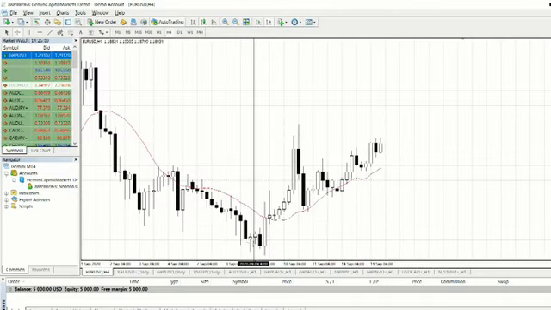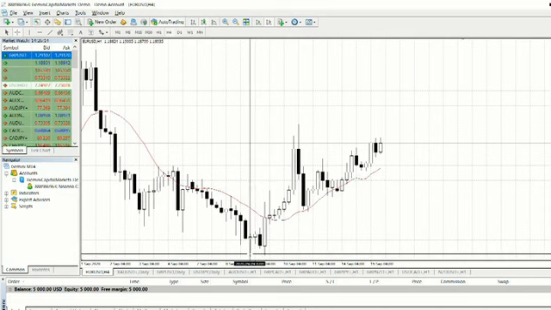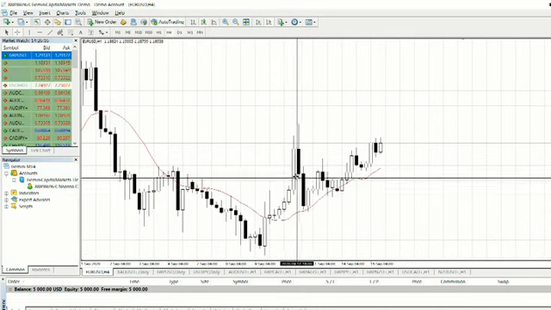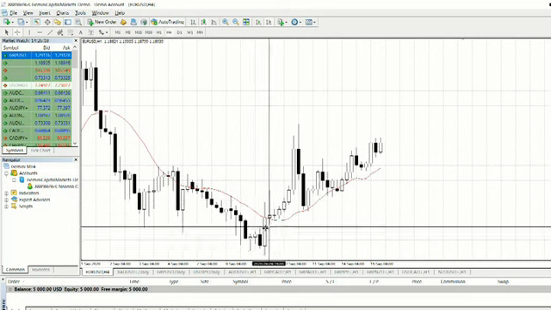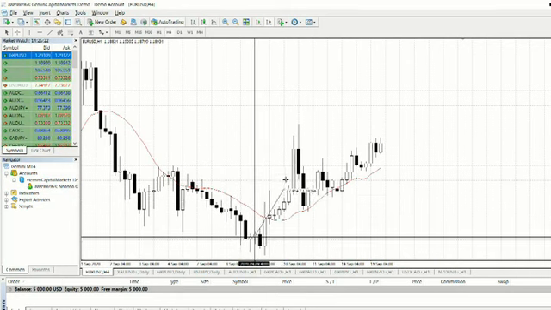Now, your entry is here. Your stop is 10 pips below the low of the candle, and then your take profit is at the next resistance level. If you are taking this trade, the next resistance level is somewhere around here, which is around 89 pips. This is 1, 2, 3, 4, 5, 6, 7, 8, 9. In 9 hours, you'd have made 89 pips.